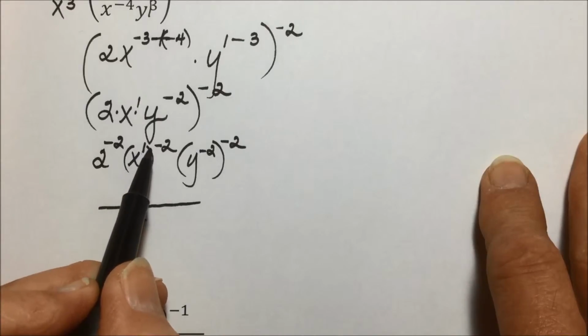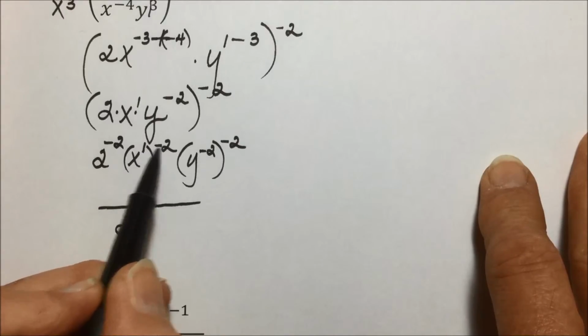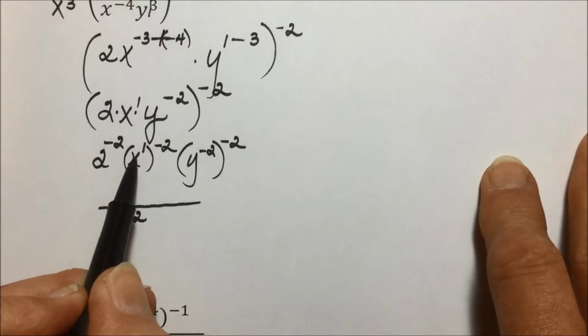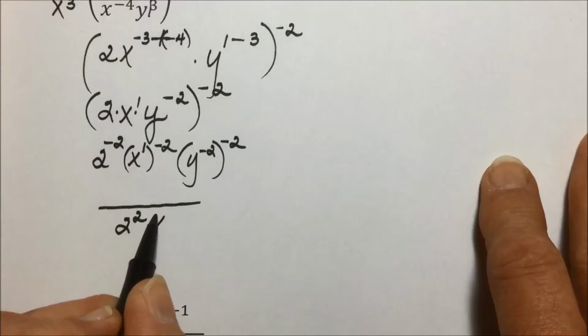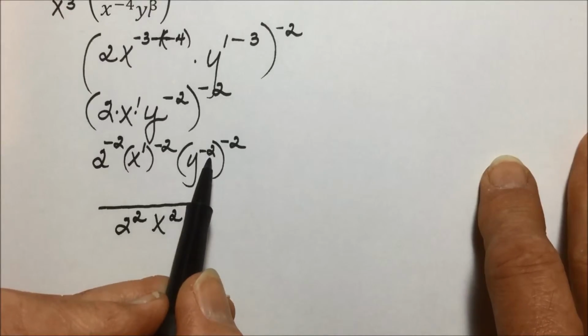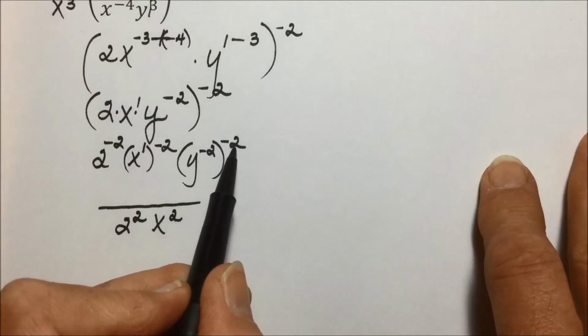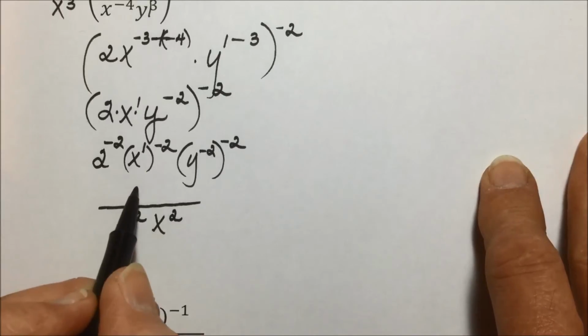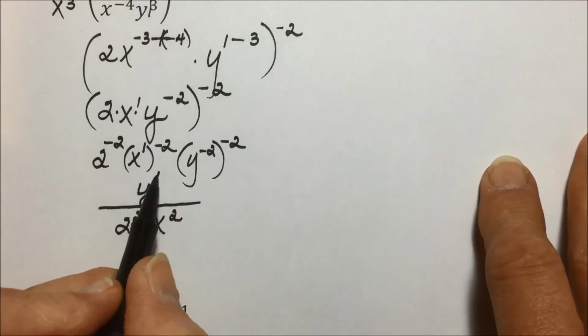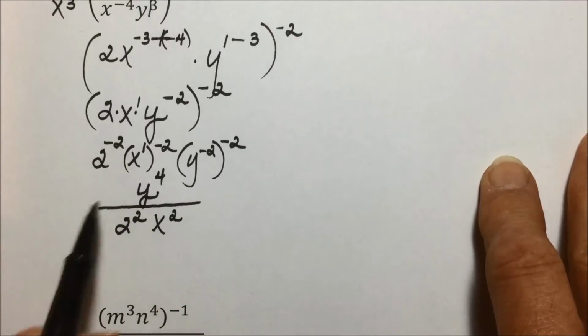X to the first, a power raised to a power. 1 times negative 2 is negative 2. So we have an x to the negative 2. And to eliminate that, we'll put it in the denominator. And the third one, a negative times a negative is positive. We end up with a positive y to the 2 times 2, or fourth power.